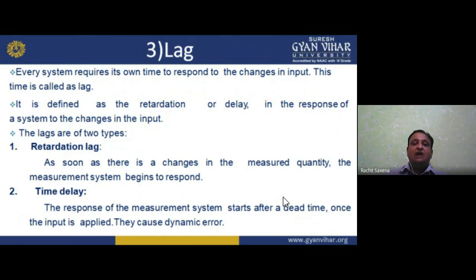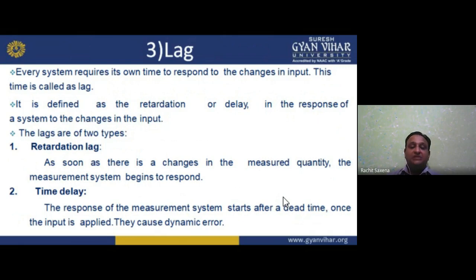Every system requires its own time to respond to changes in input. This time is called lag. It is defined as the retardation or delay in the response of a system to a change in the input. The lags are of two types: retardation lag and time delay. As soon as there is a change in our measured quantity, the measurement system begins to respond. Time delay comes from the word delay of time, and in this we can easily find the delay.